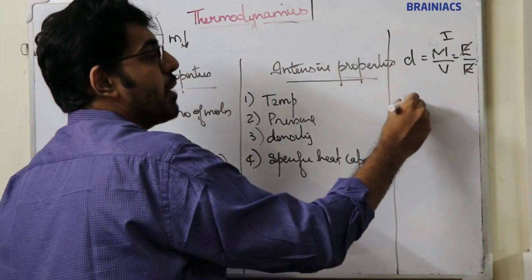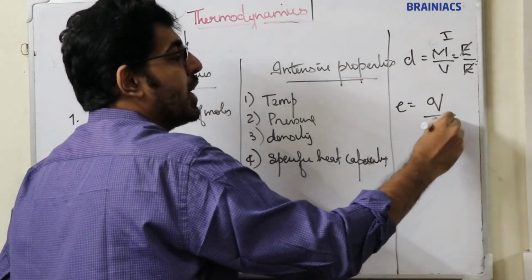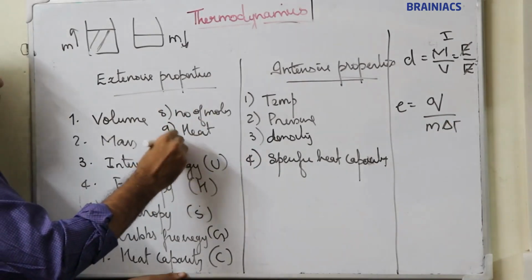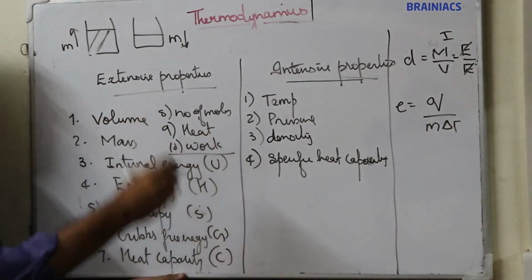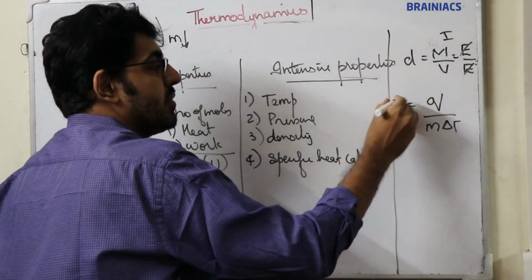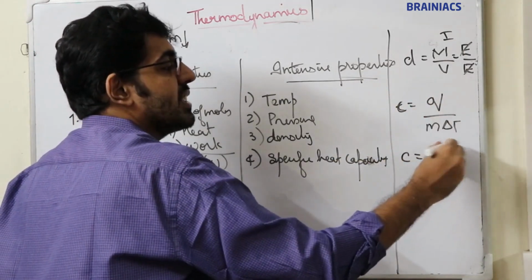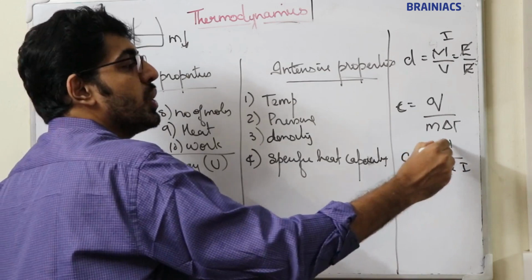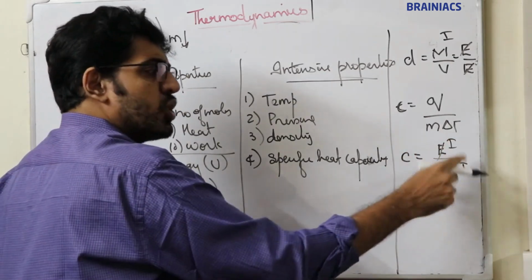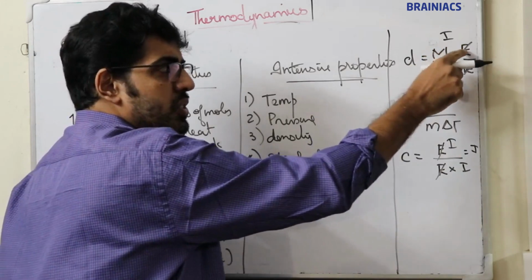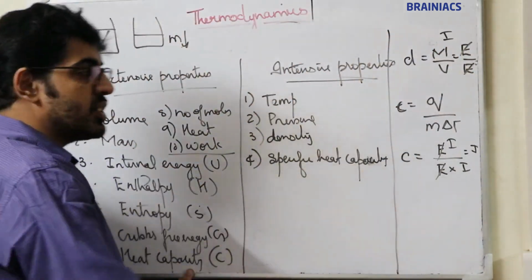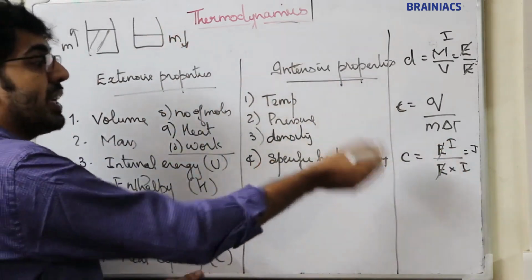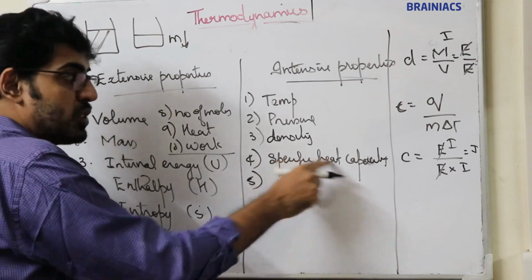Why? What is specific heat capacity? The formula is Q by m into delta T. Here heat is an extensive property. So C is equal to extensive by mass, extensive, and temperature, intensive. Extensive by extensive is intensive. Intensive by intensive is always intensive. Only you have to remember this one: extensive by extensive is always intensive, and intensive by intensive is always intensive.